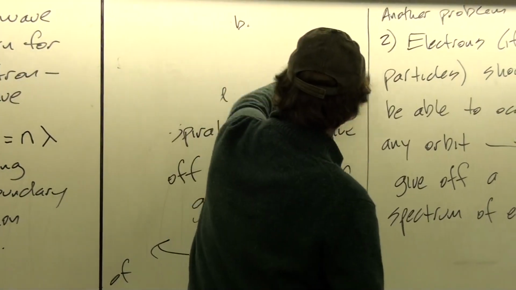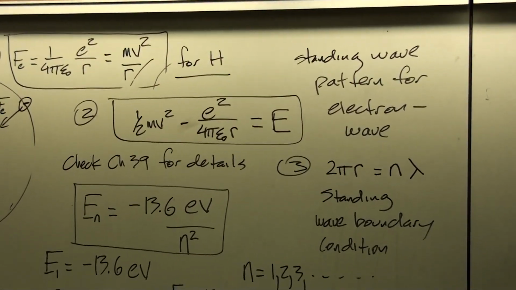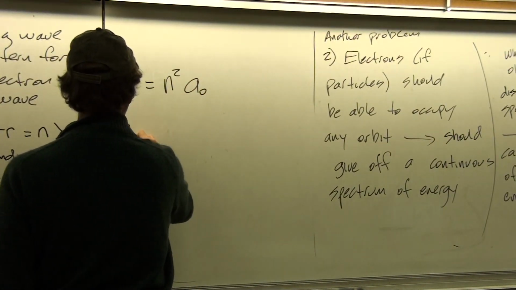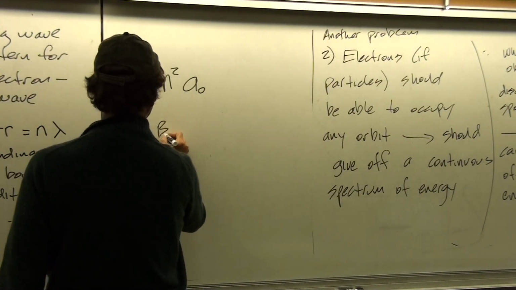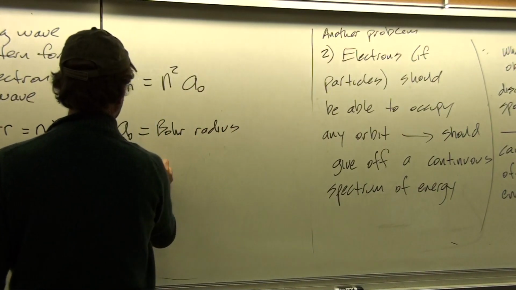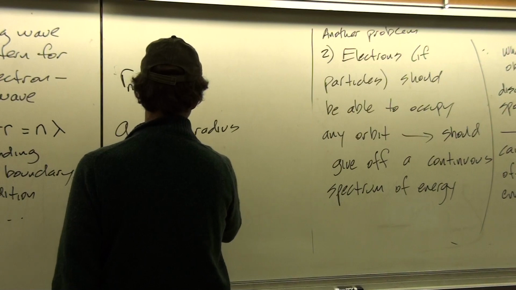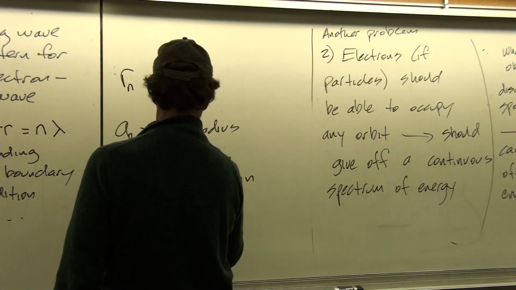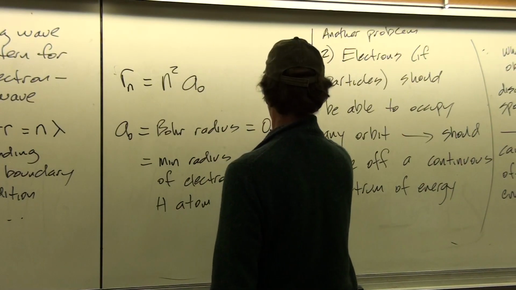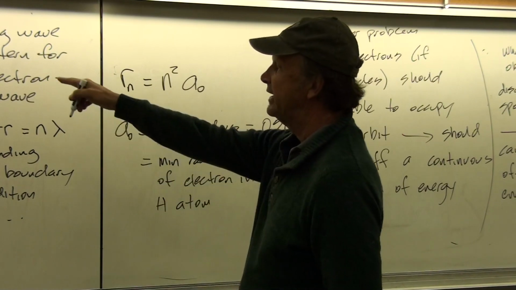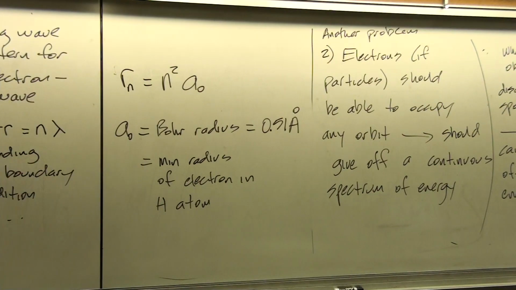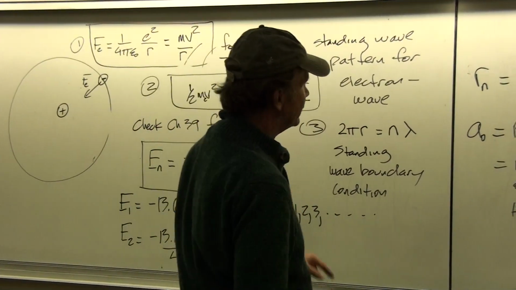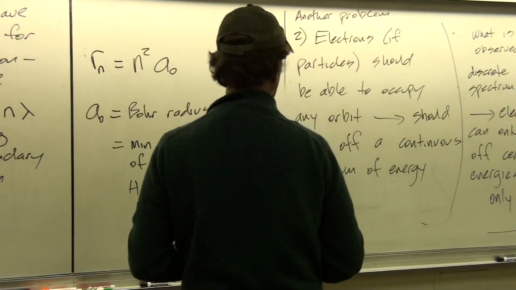And the second one is Rn is equal to n squared times A naught, where A naught is what we call a Bohr radius. So this is the minimum radius of the electron in the hydrogen atom. And that's equal to 0.51 angstroms, just by combining together the different physical constants. Here, this would be the mass of the electron. Epsilon naught is given, and the charge on an electron and a proton are all given. And so this ends up being our minimum Bohr radius.